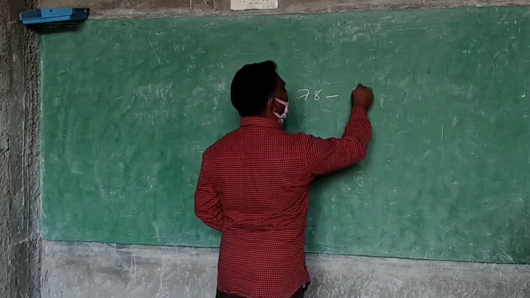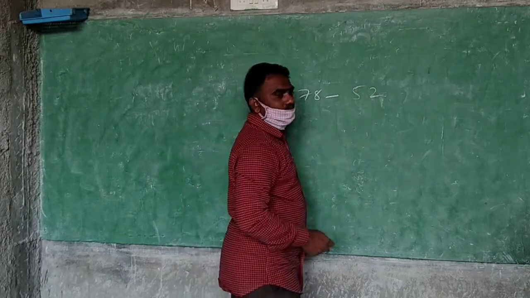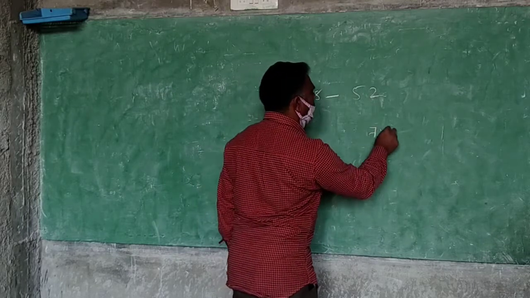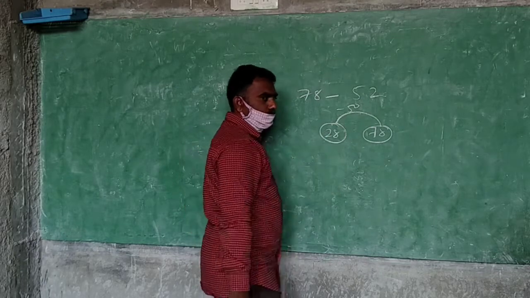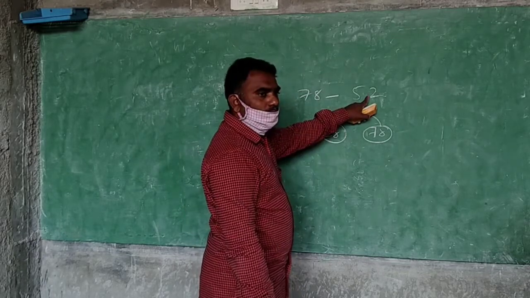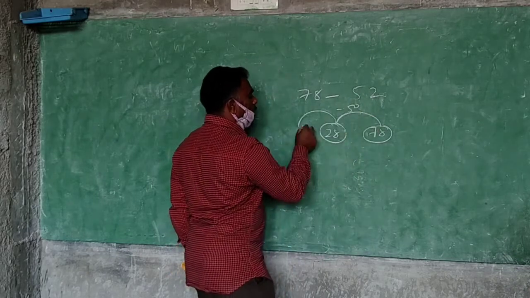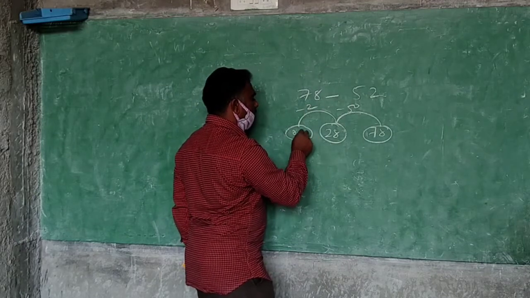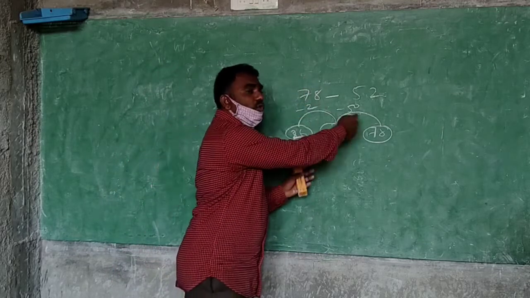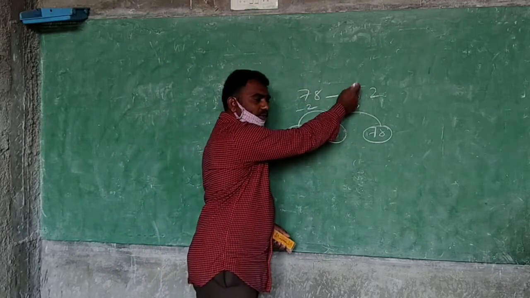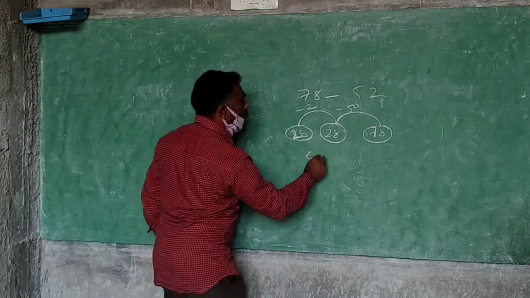78 minus 52. Here what I do? First round figure 50 only I subtract. 78 minus 50. First 50 I subtract, then you know that 28. Then again 2 are there, no? 2 what should we do? We have to subtract only 2 also. First 50 subtracted, then 2 subtract. Means what will come? 26. Extra subtracted means reverse you go. You are not extra, no? 50 only subtracted. More 2 you have to subtract, no? That's why like this.